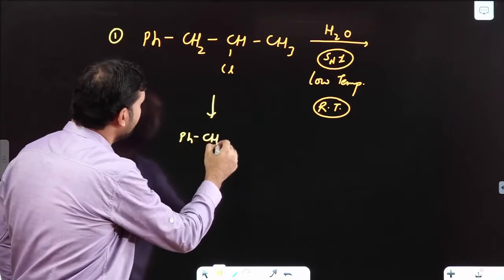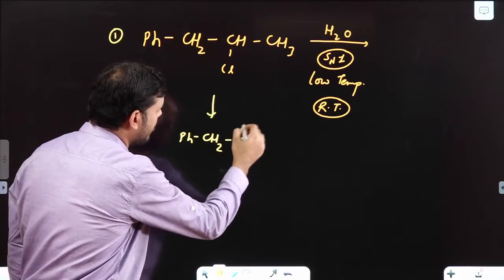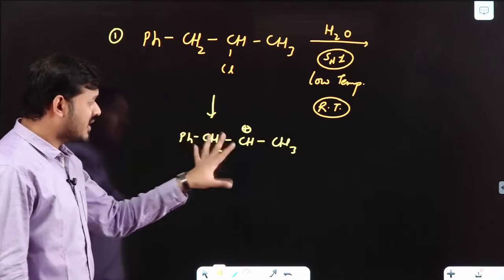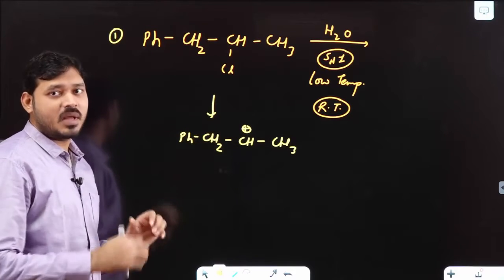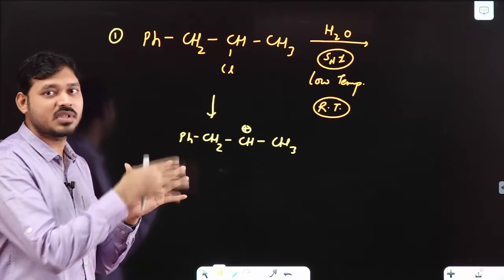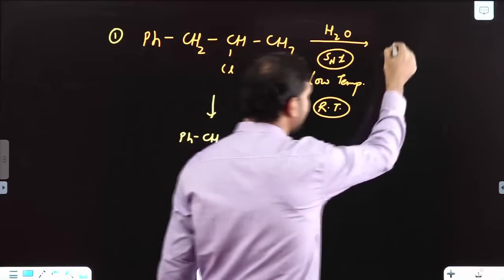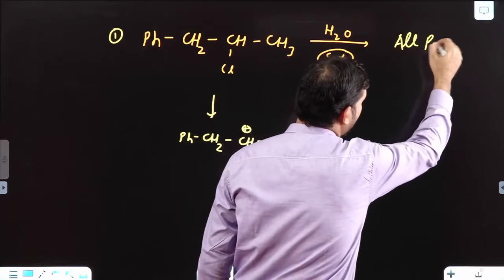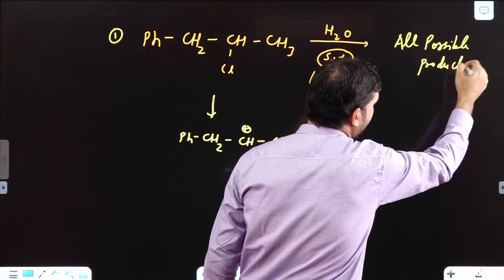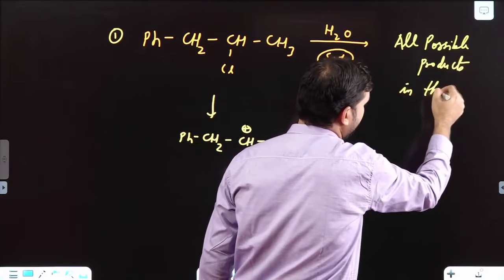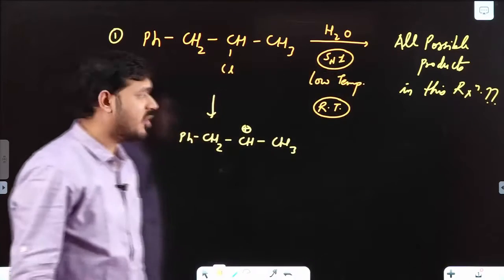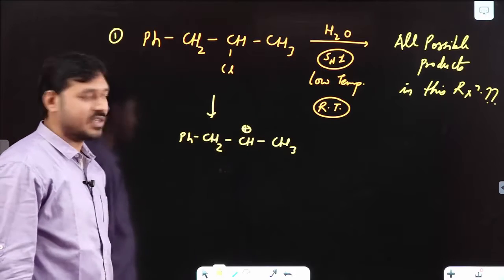First of all, what you will do? You will make this carbocation. Once this carbocation is generated, what happens? Here I am not talking about major and minor product. I am talking about all possible products of this reaction. So the question for you is all possible products in this reaction, at low temperature.